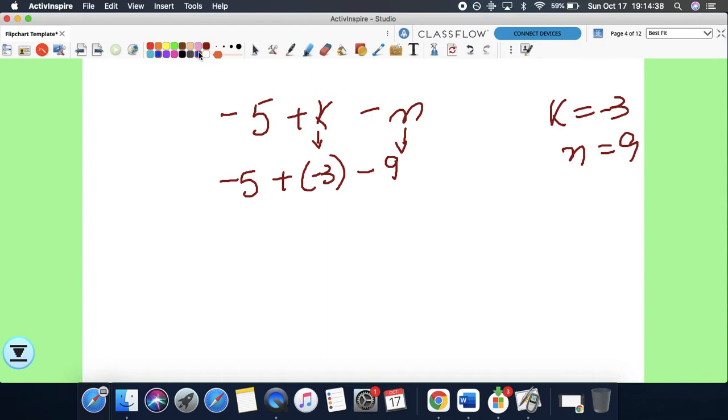So let's do this. This is not order of operations. Let's do these two first. Negative plus a negative, right? So they're both the same sign, so it's just negative. And then 5 plus 3 equals 8. So this is negative 8.